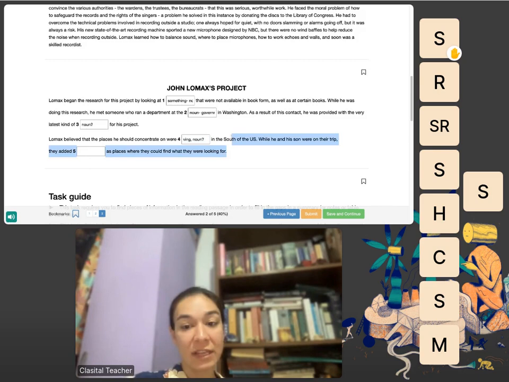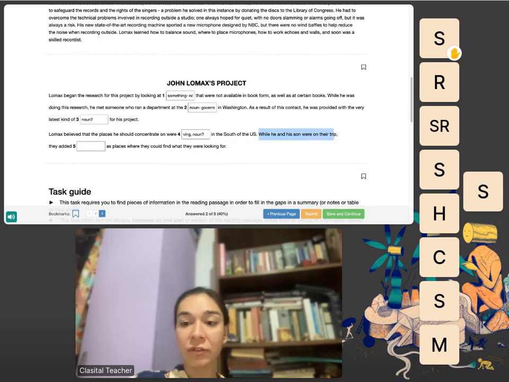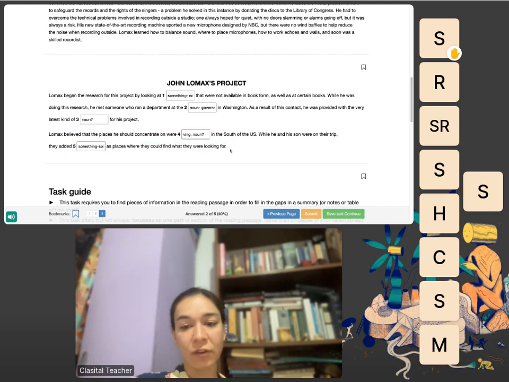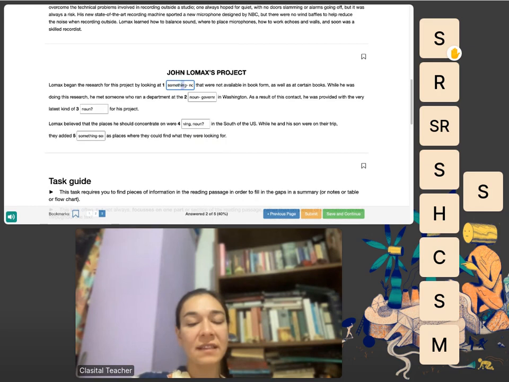Okay, let's continue. While he and his son were on their trip, they added something, somewhere, as places where they could find what they were looking for. Now we have that information: place, organization, info. Yes, this is very true. In the second one, I'm looking for an organization. And in the third one, I'm looking for a noun. Okay, let me read it.